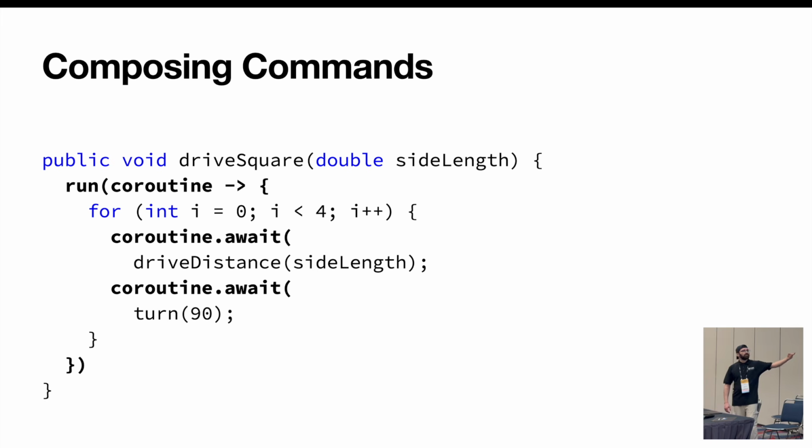In V3, this is how you do that with a command. This is introducing coroutine.await. This is basically treating that drive distance, which used to be just a normal blocking function call.